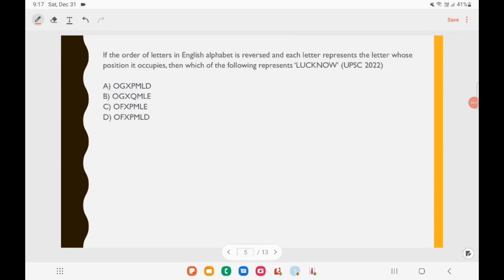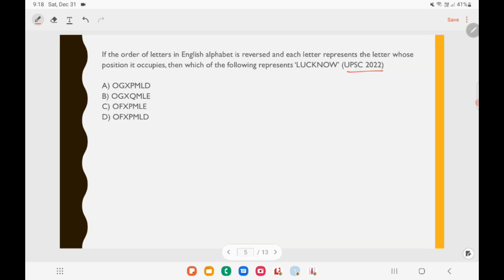If the order of letters in the English alphabet is reversed and each letter represents the letter whose position it occupies, then which of the following represents Lucknow? So in this question, how the coding is being done is already given in the question itself. This is a UPSC 2022 question. Here the alphabets are coded with alphabets in the reverse order. So what we need to do is find what Lucknow stands for now.